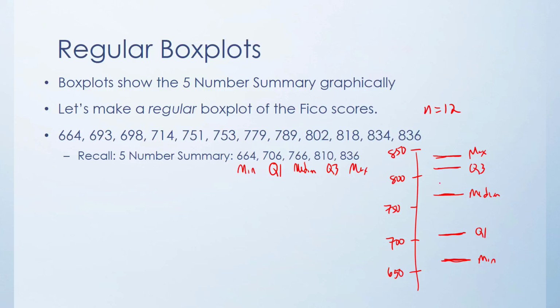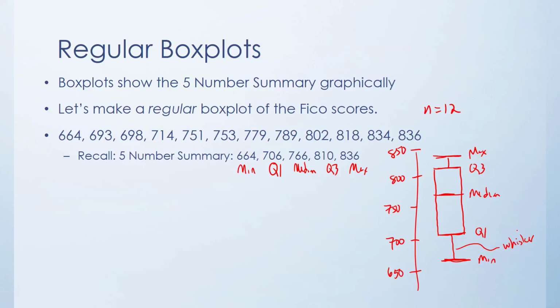And what we're going to do is we're going to connect the Q3 and the Q1 to form a box, a rectangle. That's why this is called a box plot. And then we're going to extend what are called whiskers from the quartiles to the min and the max. So this is called a whisker, like on a cat.